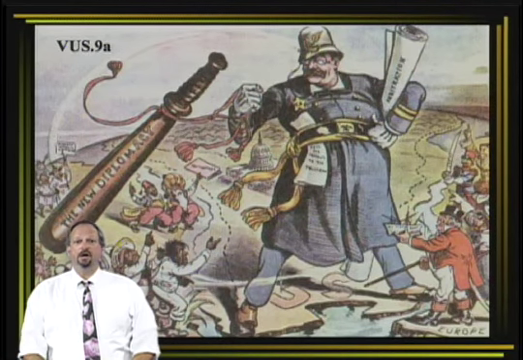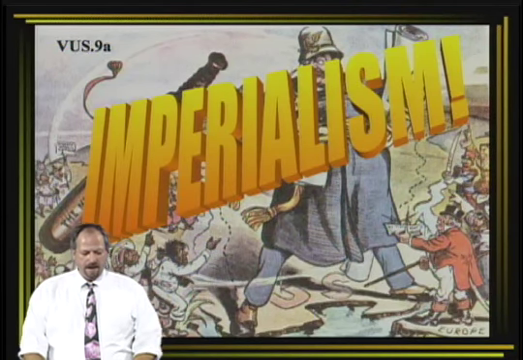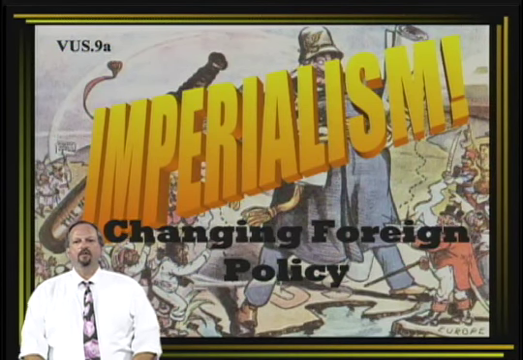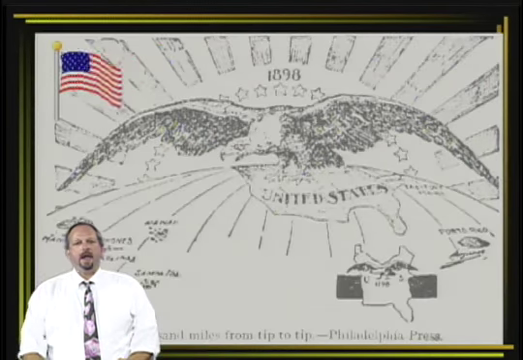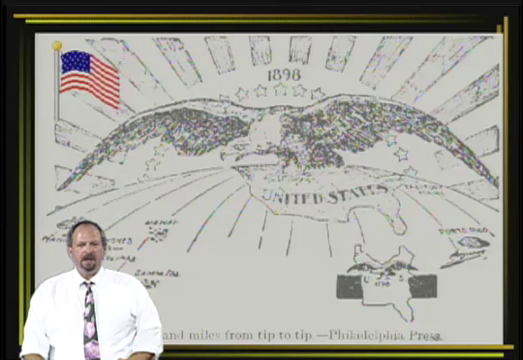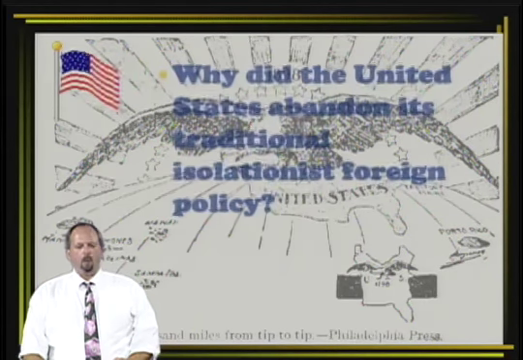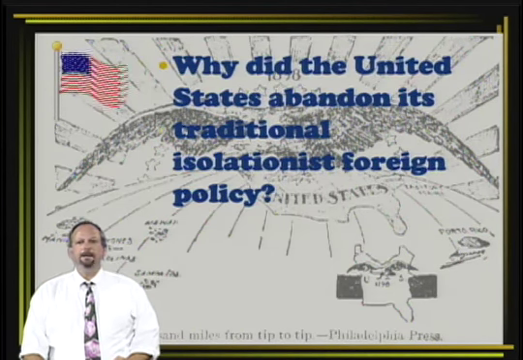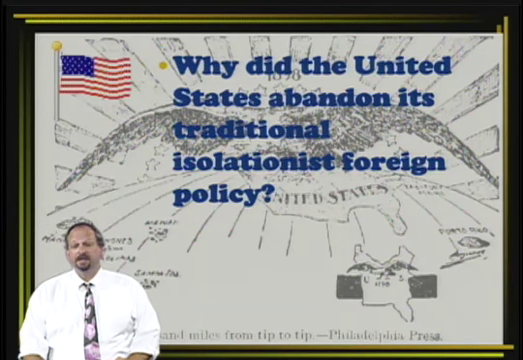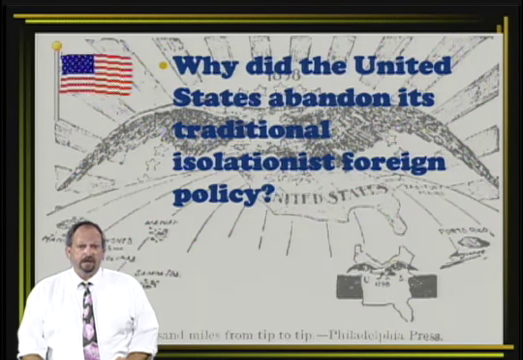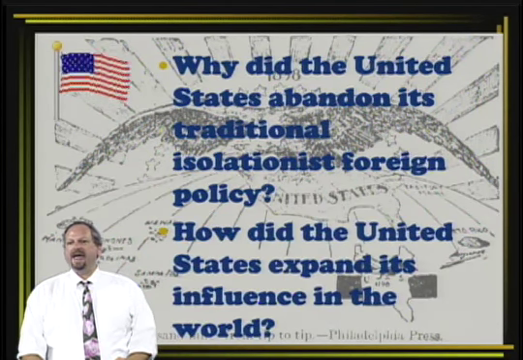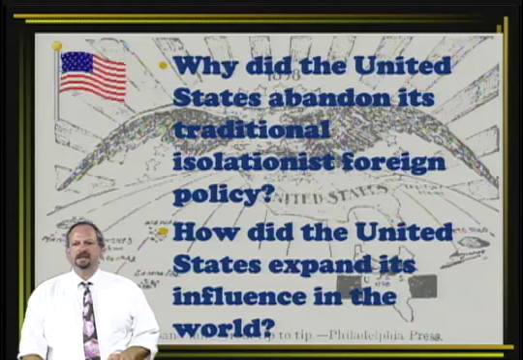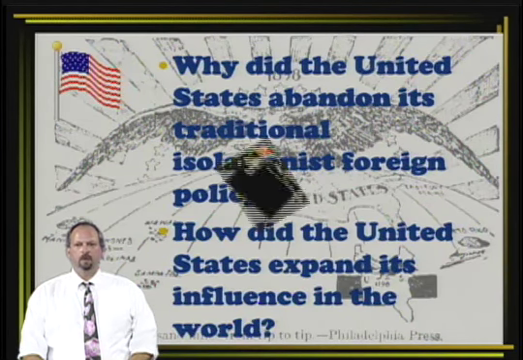During the age of the progressive movement, America was also engaging in what we call imperialism. Our foreign policy goals were changing. As we watch this presentation, keep these questions in mind. Why did the United States abandon its traditional isolationist policies and take on the engagement of imperialism? And how did the United States expand its influence in the world?